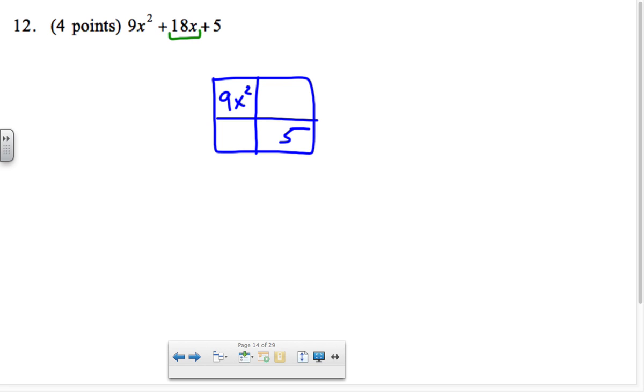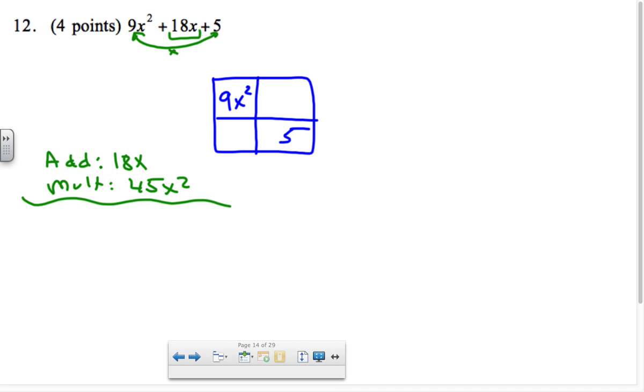I need two things to fill the rest of the box that add to 18x and multiply to the product of 9x squared and 5, which is 45x squared. So I multiply the 9 and the 5. So I start using my head a little bit and start thinking of factors of 45, like 1 and 45, 2 is not, 3 and 15. And I could keep going with this list, 5 and 9. And I'm looking for the factors that add to 18. And I can see that these two add to 18.